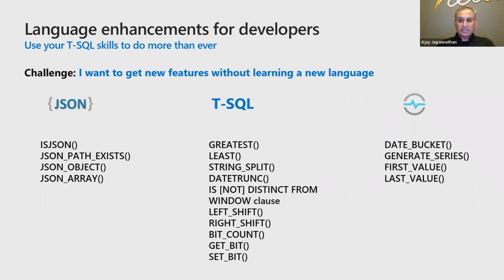The first category of features is in the JSON space. More and more, we hear from customers that data is not just pure rows and columns, but they also have data which is stored in JSON format. So we have native JSON support, and they have functions now available, such as JSON object and JSON array, which will help them interact with these data types, as well as validate if incoming data is of that JSON type.